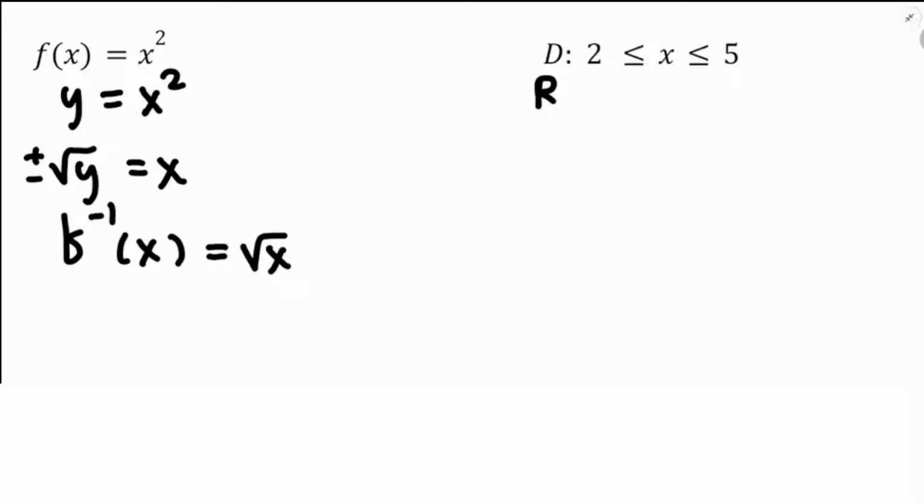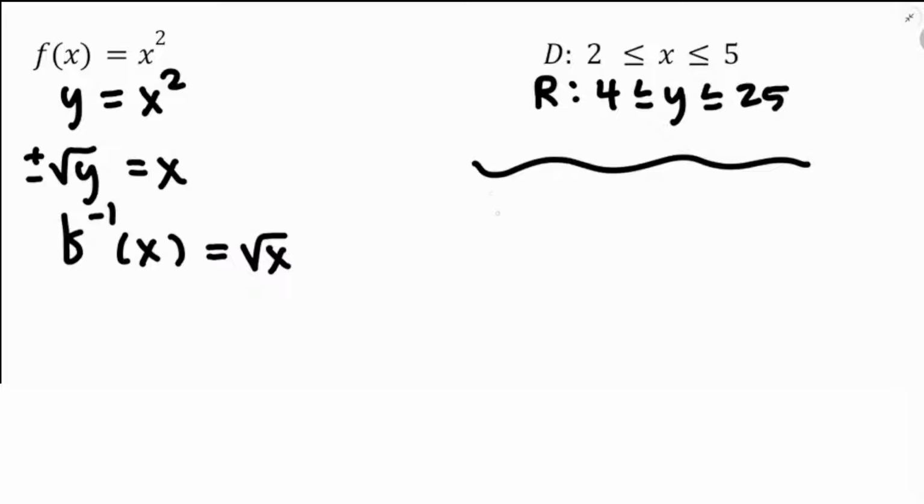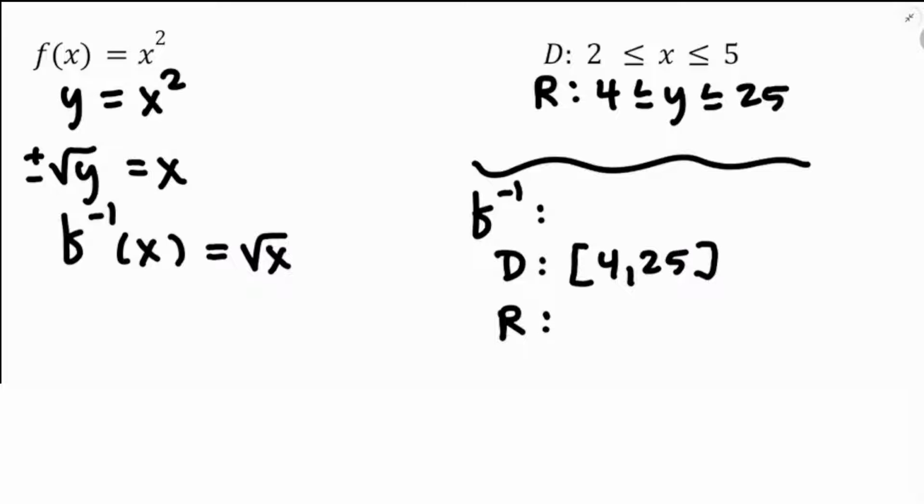Okay, now the range of f: if x is running from 2 to 5, x squared is going to run from 4 to 25. And then for f inverse, the domain is going to be the range of the original, 4 to 25. And the range of the inverse will be the domain of the original, 2 to 5.